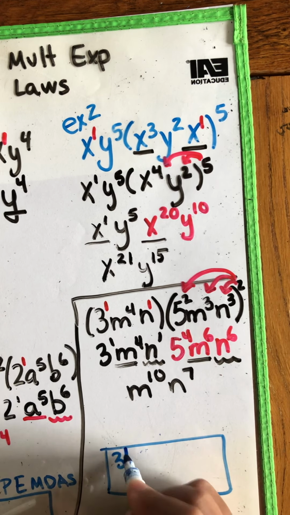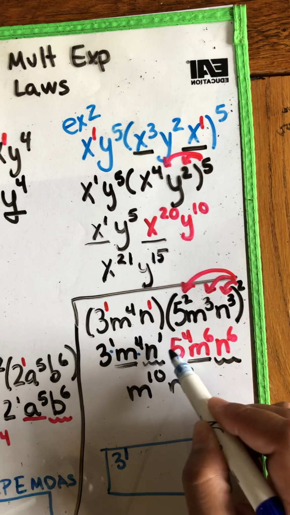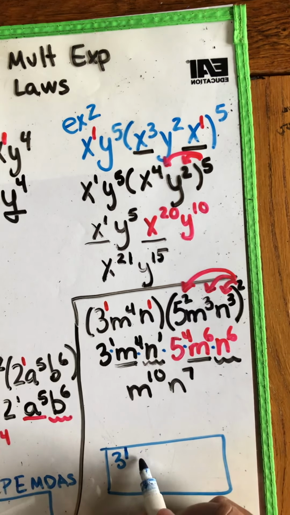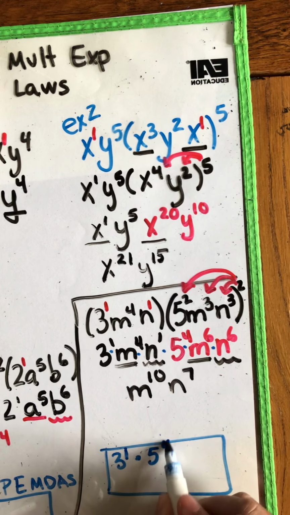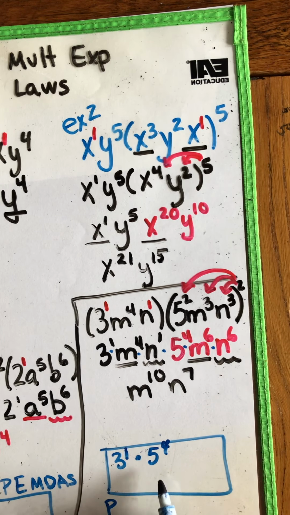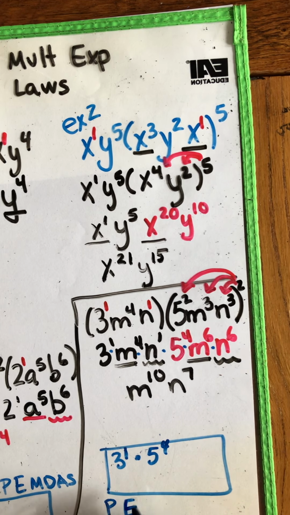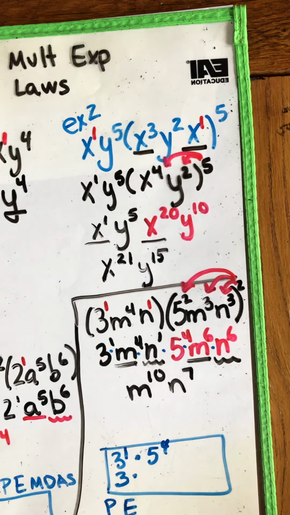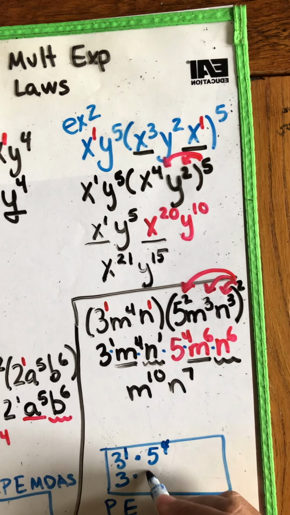I have 3 to the first, and remember this is all times. If you don't see operations, that means times. Times 5 to the 4th, and I'm following PEMDAS. Do I have any parentheses? No. Do I have any exponents? Yeah. So let's do 3 to the first is 3. And 5 to the 4th, you may need a calculator for this. 5 to the 4th, where is my caret button? There we go. 625.